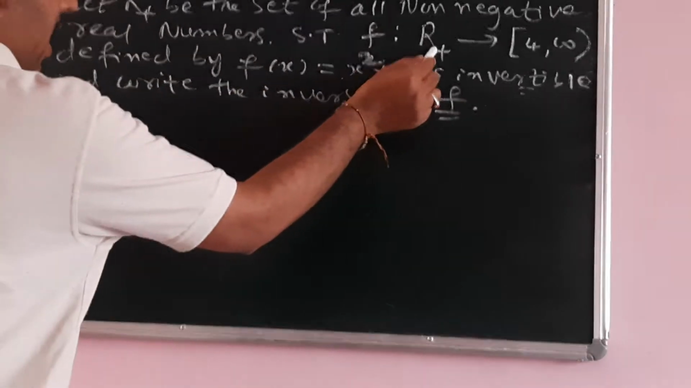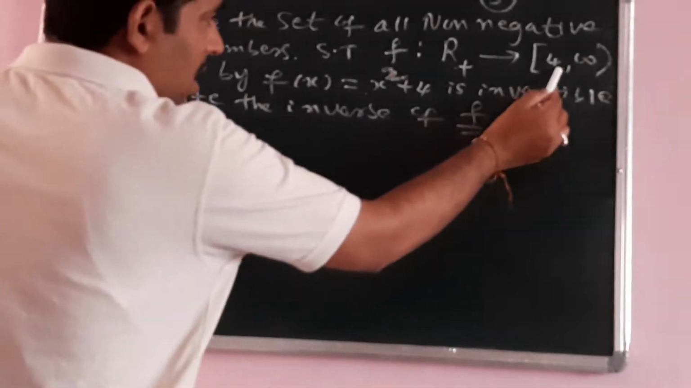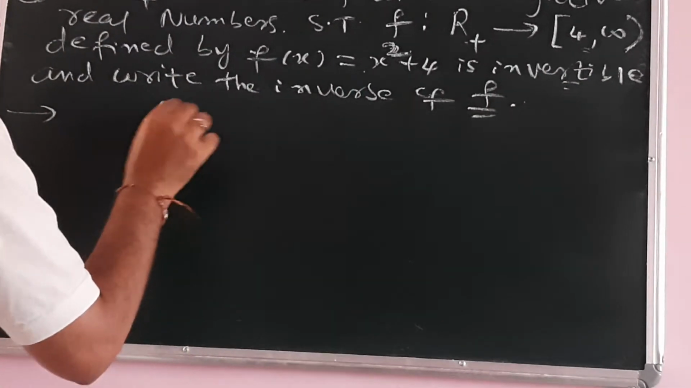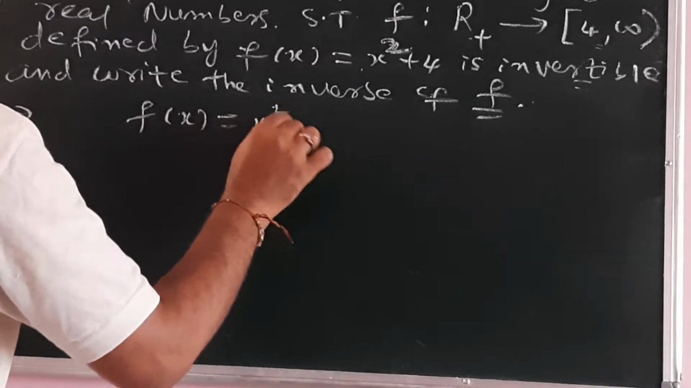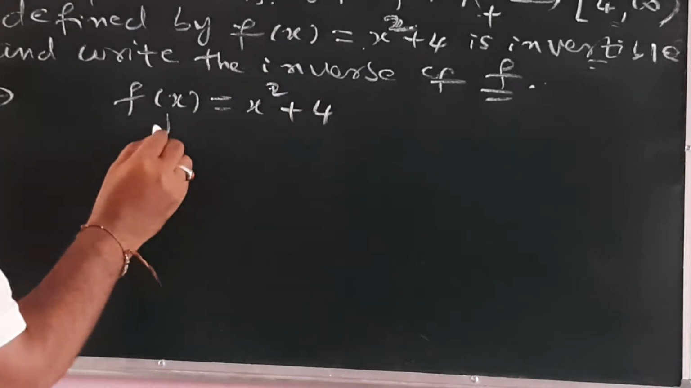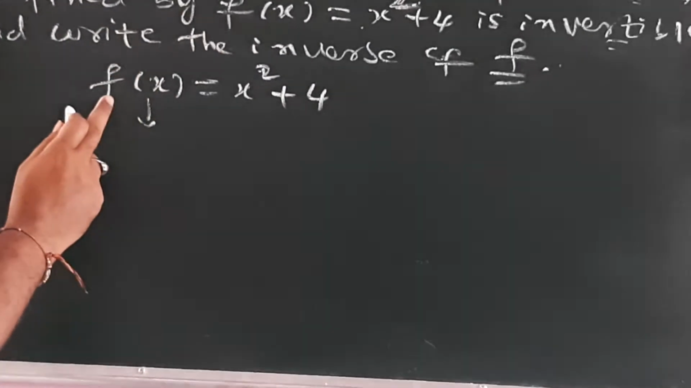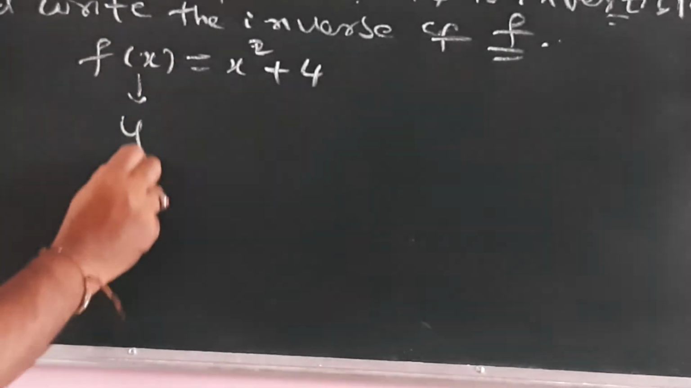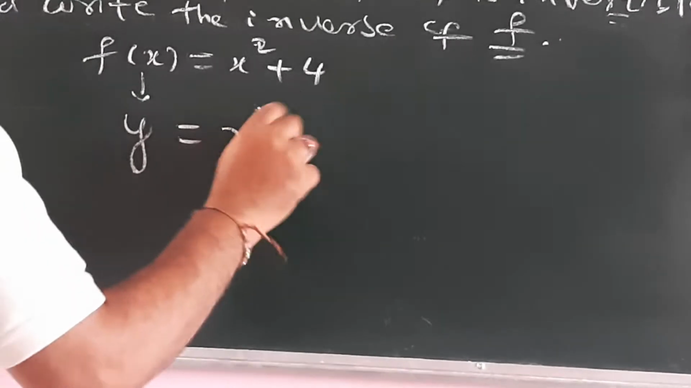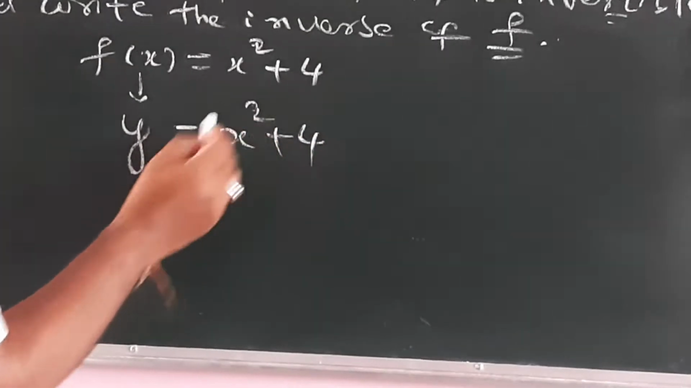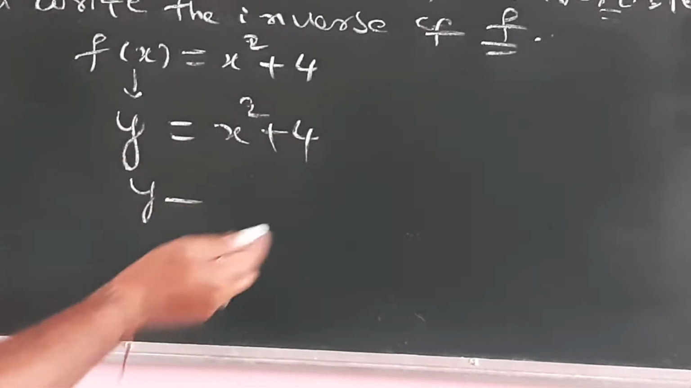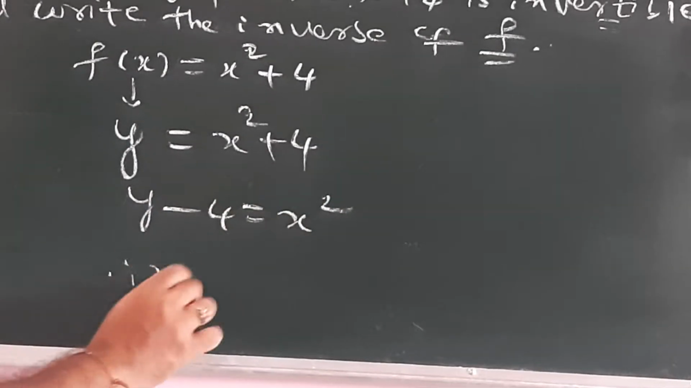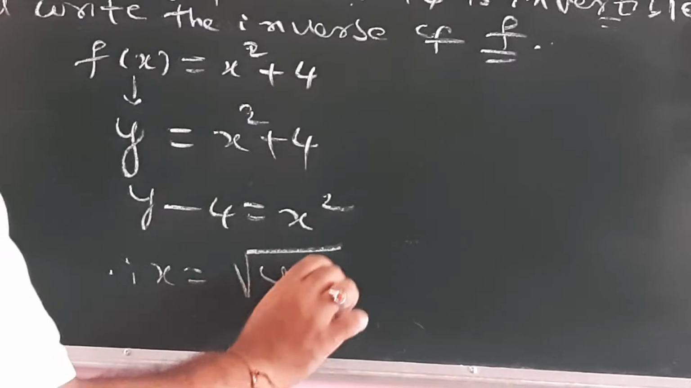This is the domain here, R plus, the set of all non-negative real numbers. This is the codomain. So, consider the function. The given function is x square plus 4. Instead of f of x, y is the image of x. So, y is equal to x square plus 4. We solve for x here. We bring this 4 to the left hand side. y minus 4 is equal to x square. I want x here. So x is equal to, I got, the square root of y minus 4.